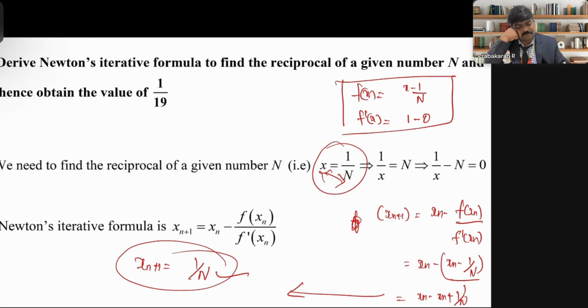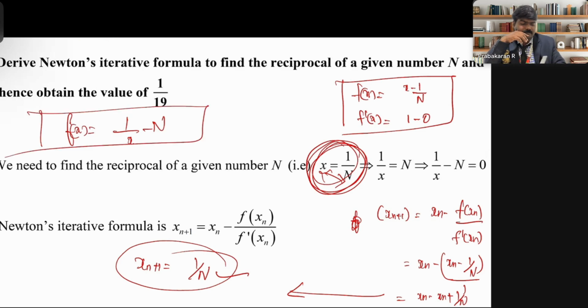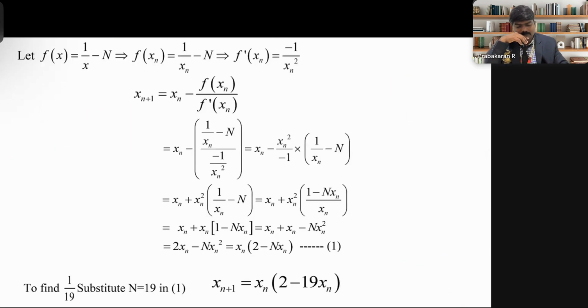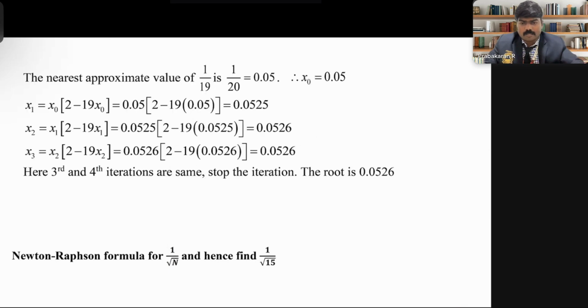That is the reason we have taken the cross multiplication. So instead of taking it as it is, we are cross multiplying, converting f of x as 1 by x minus n instead of 1 by n minus x. Okay, so these are all the things we have derived. This is just a recap, and we have applied the things and we have got this.